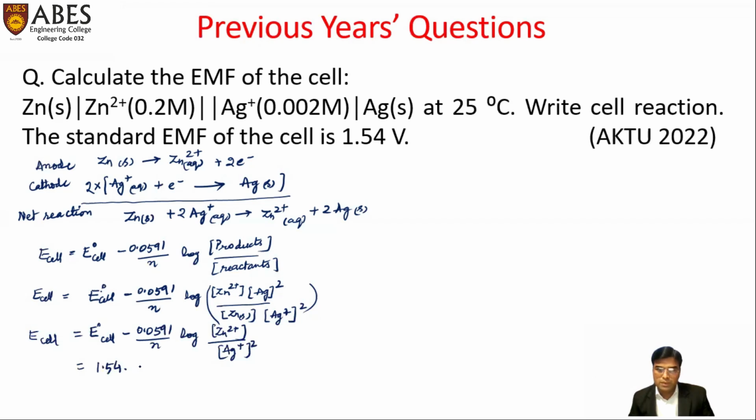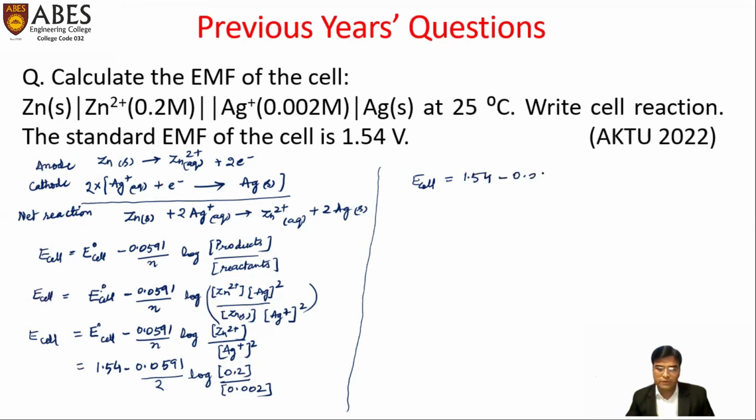So it will be 1.54 minus 0.0591 upon n, where n is the number of electrons. There are 2 electrons exchanged, so it will be 2 log. Concentration of Zn2 plus is given as 0.2 molar, so it is 0.2 divided by concentration of Ag plus, given as 0.002 molar. When we calculate, E cell equal to 1.54 minus 0.0591 upon 2 log 0.2 divided by 4 multiplied by 10 to the power minus 6.